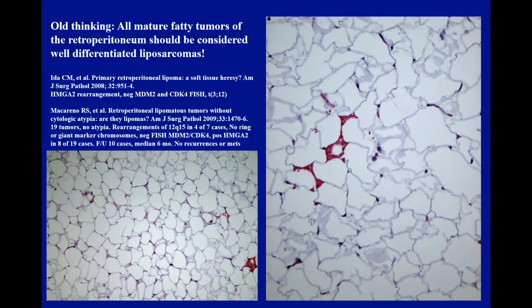No one wanted to take the risk of calling one of these a lipoma, knowing about that distinct likelihood and possibility. So the molecular age actually did allow us to confirm the presence of a true retroperitoneal lipoma. And it started with case reports and then a larger series from the Mayo Clinic in which ultimately they looked at 19 tumors without any degree of atypia. They did find rearrangements of chromosome 12q15 resulting in a positive HMGA2 rearrangement in many of the cases. And all of them were FISH negative. And it turned out when they followed these cases that basically there was no evidence of local recurrence or metastasis.